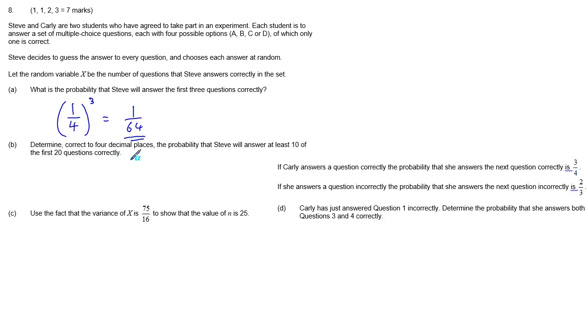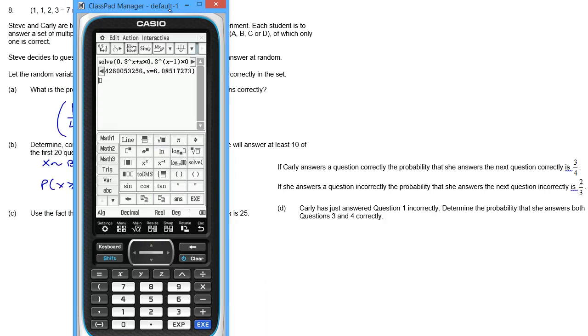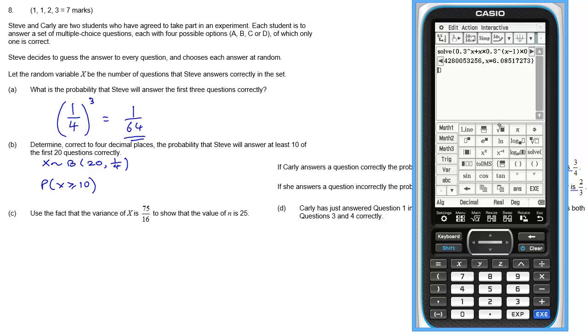Determine, correct to 4 decimal places, the probability that Steve will answer at least 10 of the first 20 questions correctly. So I would go for a binomial here with 20 trials and a probability of success a quarter, and we're after the probability of x being greater than or equal to 10. So we can go straight to the calculator and just clear all the rubbish I've got here.